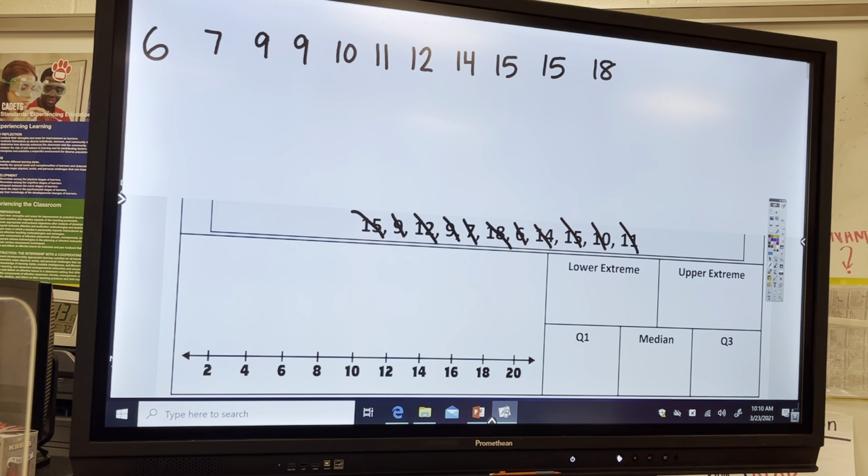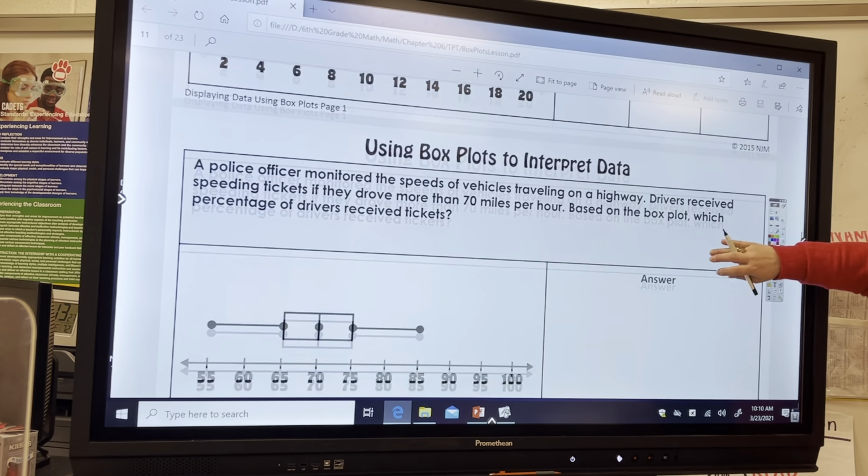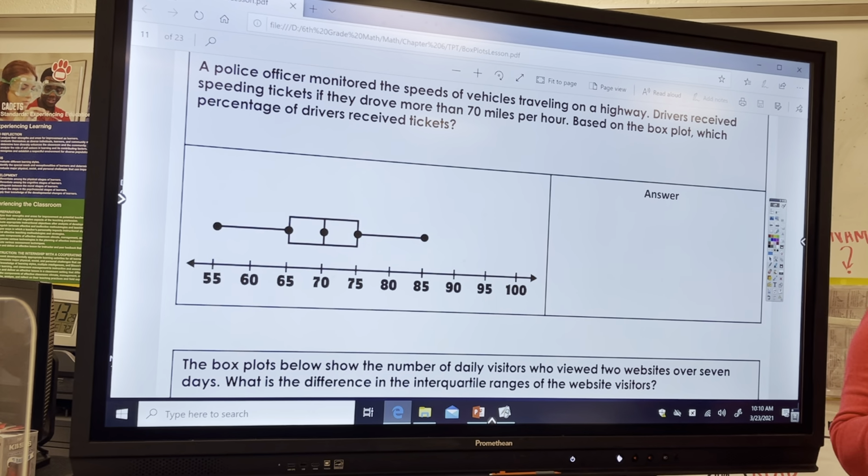All right, I've walked around and checked. I know a couple of you are still working, and you'll still have time in just a minute, but I do want to flip over to the back, the second page, because the back is different. On the back of the sheet, you are not creating the box plot.